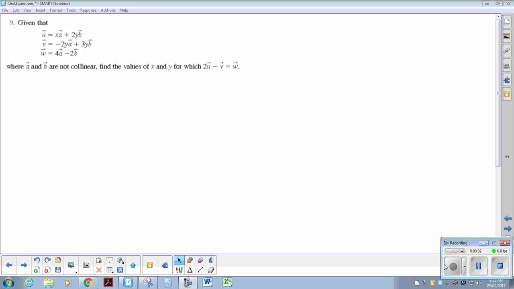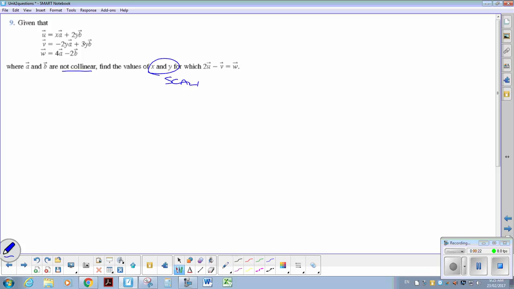Okay, from lesson number 1, question number 9, continuing with the theme of linear combinations. They tell us a and b are not collinear, so that means it is possible to move across the plane. So they want us to figure out what the values of x and y are, and we've got to be careful because x and y are scalars this time. So they're just scalars, and we want to find x and y to make that work.